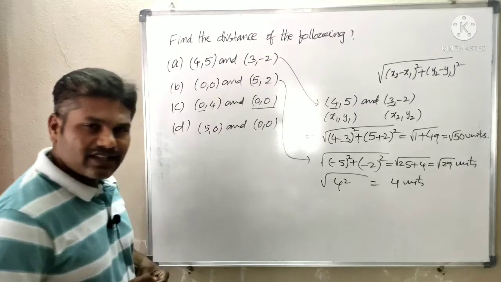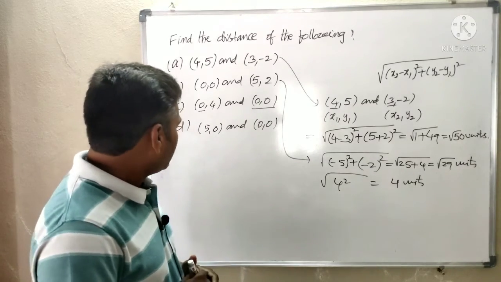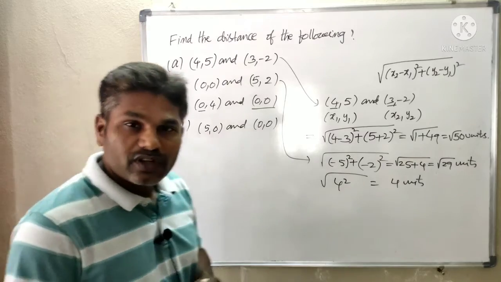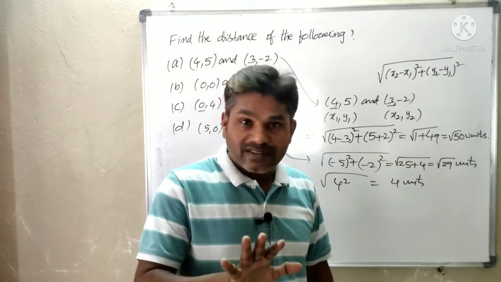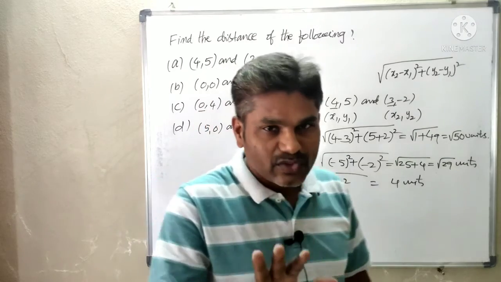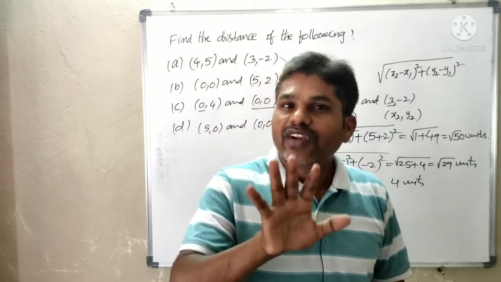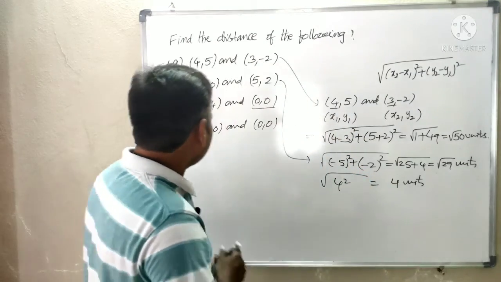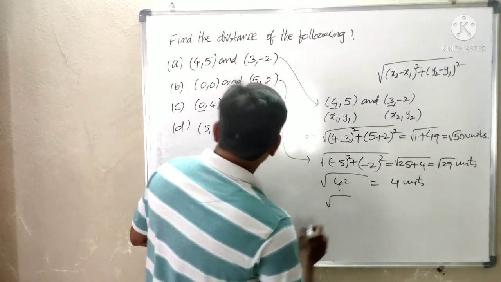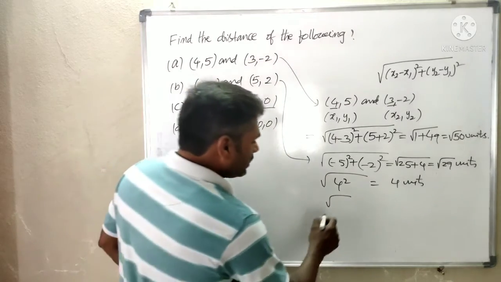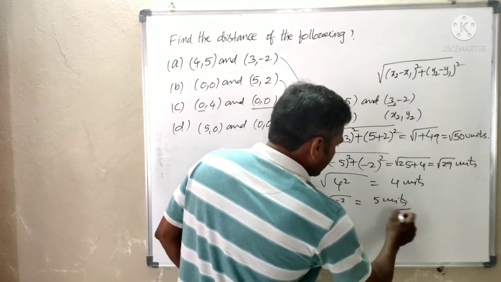If you see the last problem, D, (5, 0) and (0, 0). So (5, 0) is a point which lies on the x axis. Why? Because its y coordinate is 0. For every point whose y coordinate is 0, it lies on the x axis. So the distance of this point from the origin is very simple, square root of whatever number you have, square root of that number, therefore 5 units.